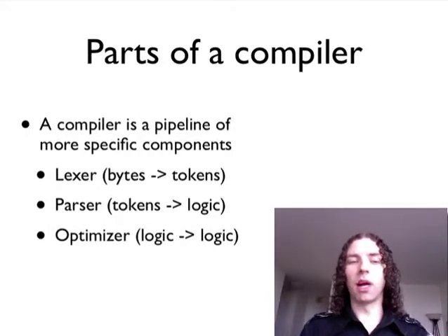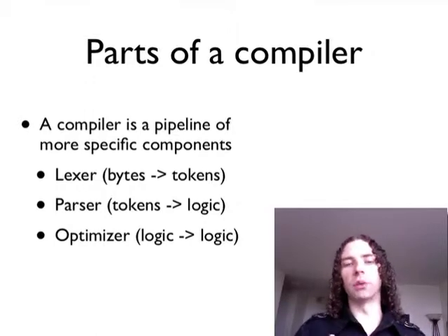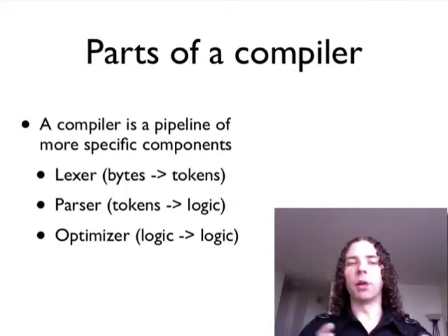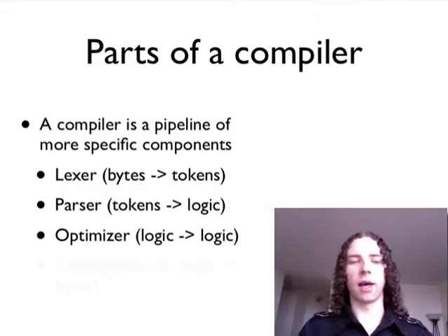Then there's going to be an optimizer, usually somewhere around here, which is going to be taking that logic and performing some permutations to it to come up with better logic. Basically just kind of optimal for some definition of optimal. It might be smaller, it might be faster, it might do certain things better, things like that.